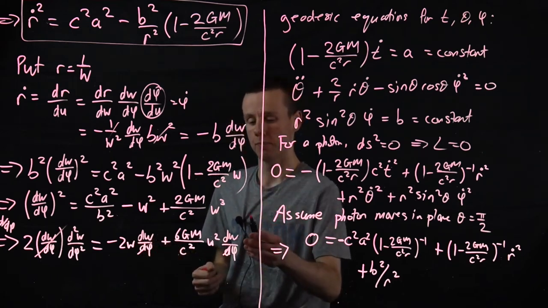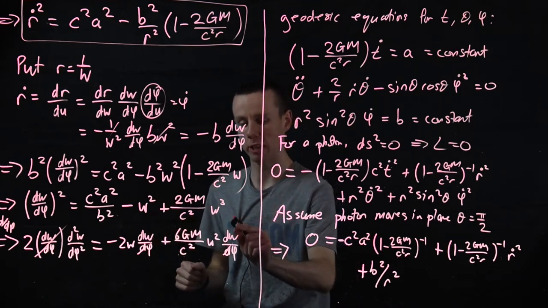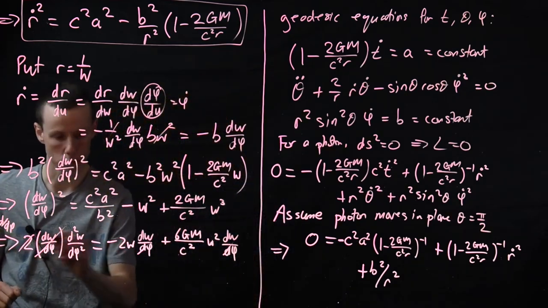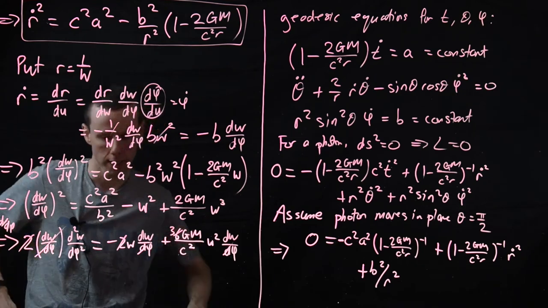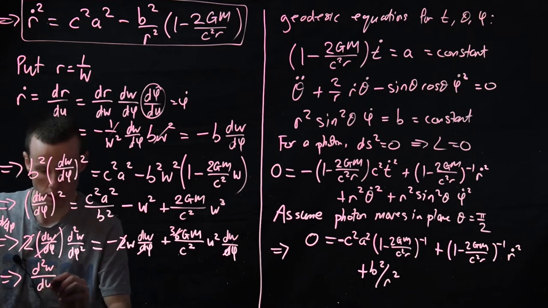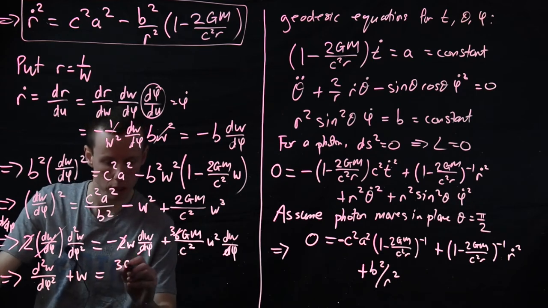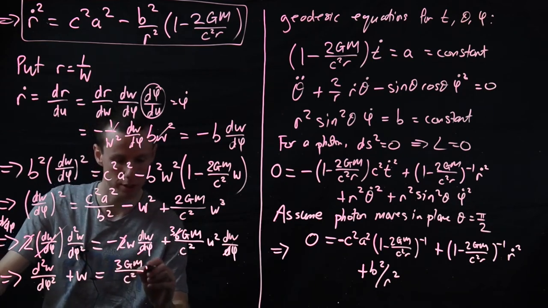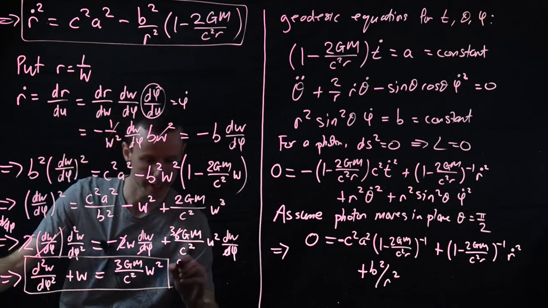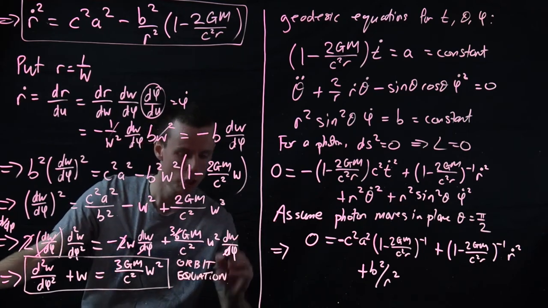So we're assuming that dw by d phi is not everywhere 0. It's non-zero, at least somewhere, so there is dependence of w on phi. We'll also divide by 2, so 6 becomes 3, and we'll bring this term over here. So we get, in the end, d2w by d phi squared plus w equals 3GM over c squared times w squared. And that is the orbit equation for a photon.